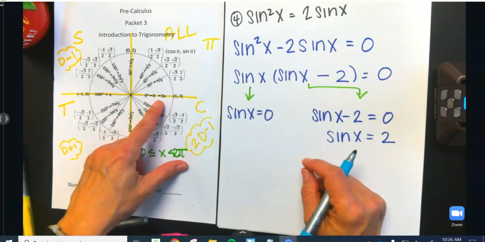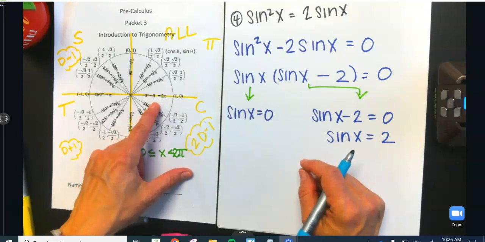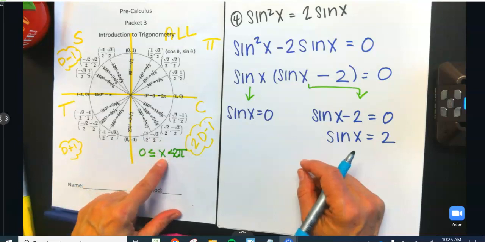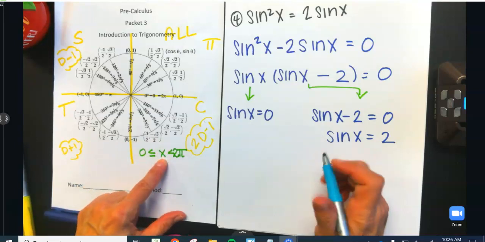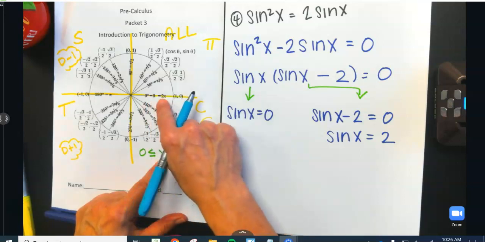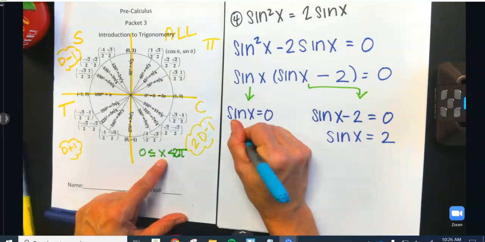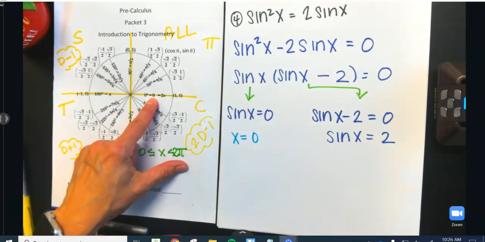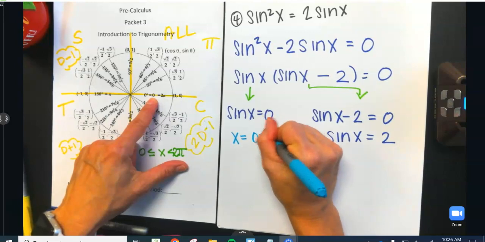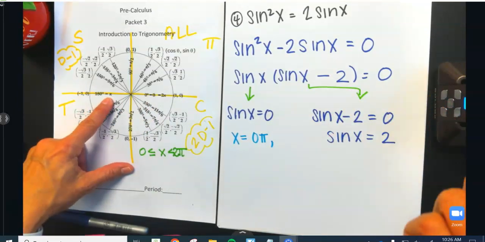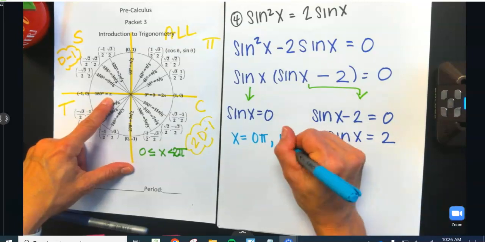Perfect. And remember, 2 pi and 0 pi are the same thing. But according to the problem's restricted domain, we're only going to have 2 answers. We're not going to count this twice. So he's right. X is going to be 0. We're not going to write 2 pi because it's out of our domain. And then the other one he said was regular pi, and that's right.